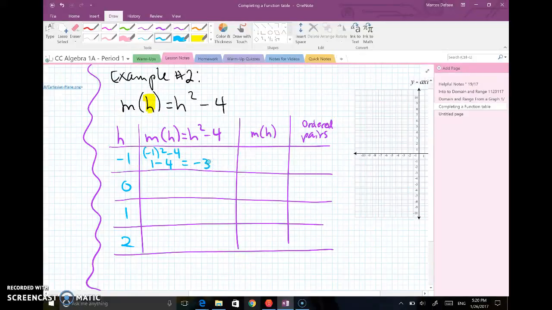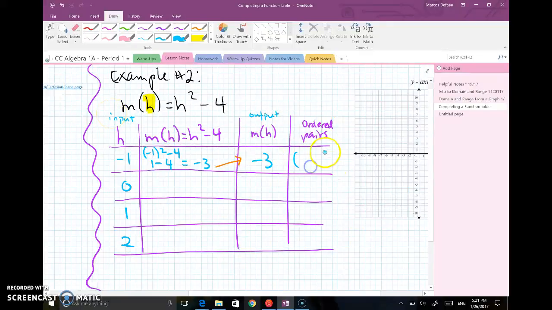And guess where that goes? That's right. That goes right in there. So now I have a -3 in my output spot. I better write that in. Output. This is my input.